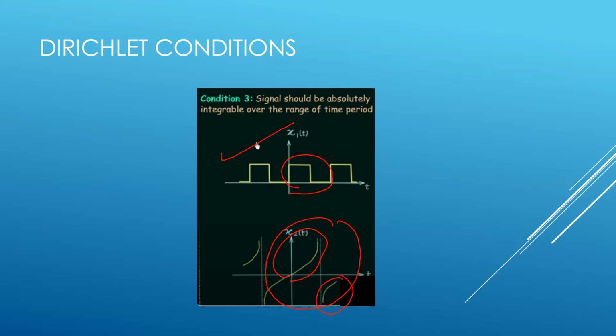So the conditions imposed for validity of Fourier series are that the function should have a finite number of discontinuities. It should have a finite number of maxima and minima within the limit proposed, and these conditions are known as Dirichlet conditions.